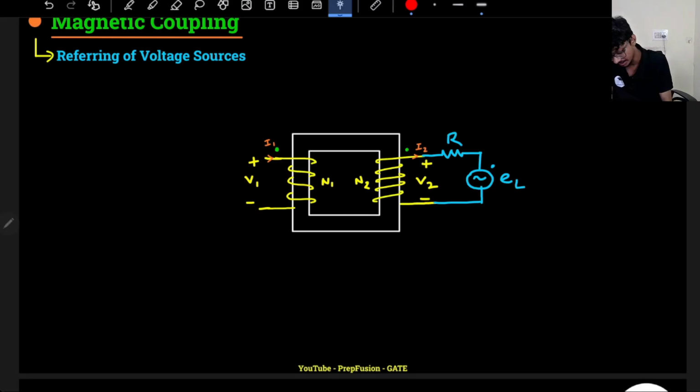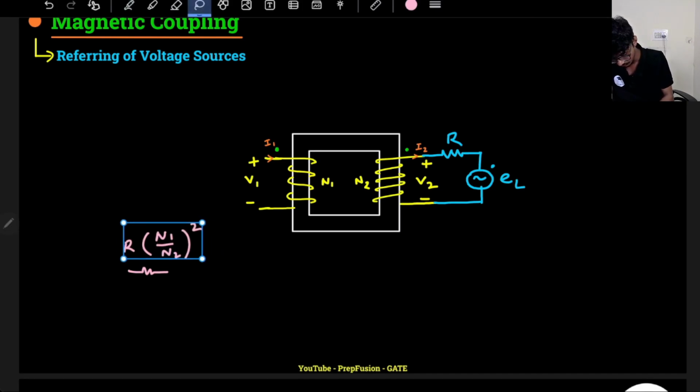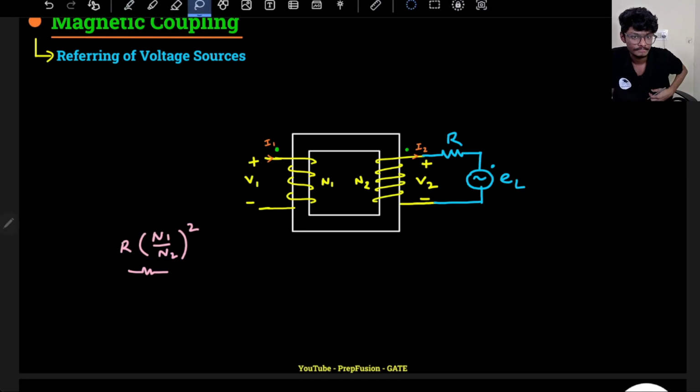Okay, I know that this resistance can be easily referred here, like this resistance will come here, and its value will be (n1 by n2) whole square. But what about the voltage? How do I bring this voltage here? That is what I want to know.